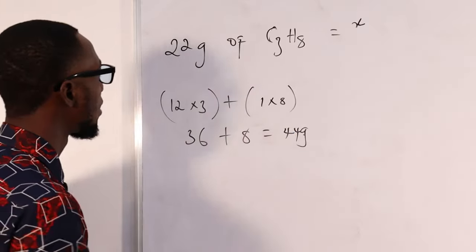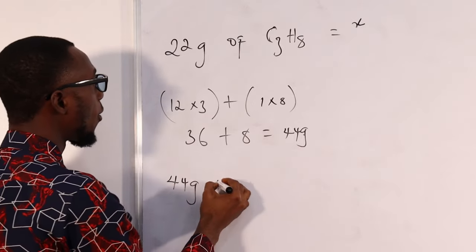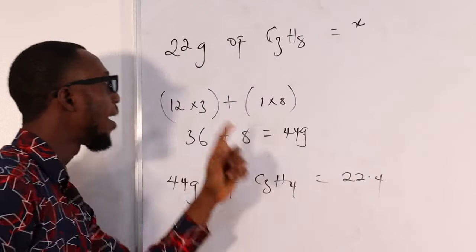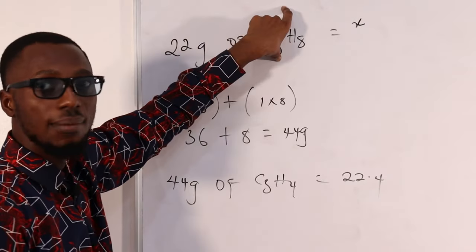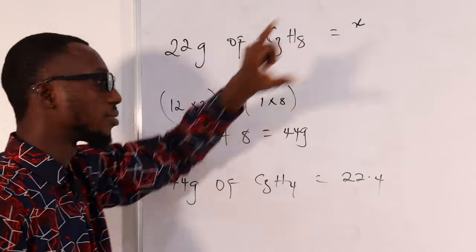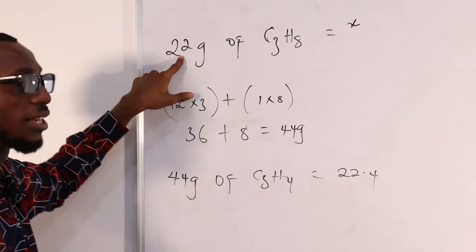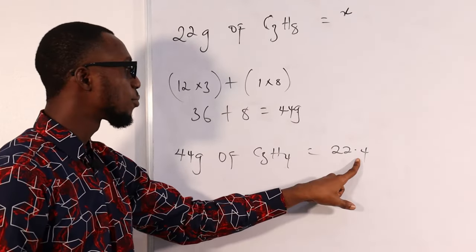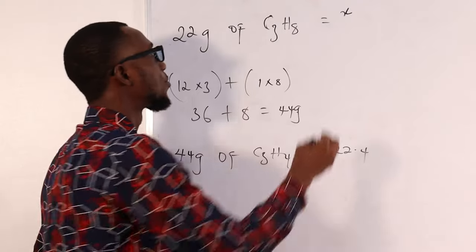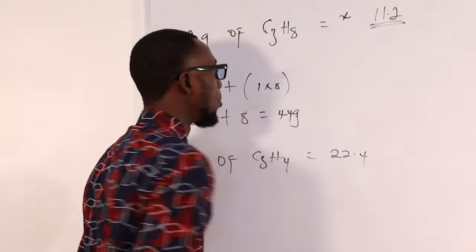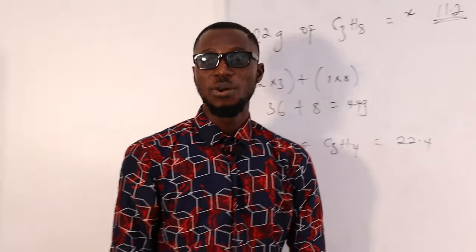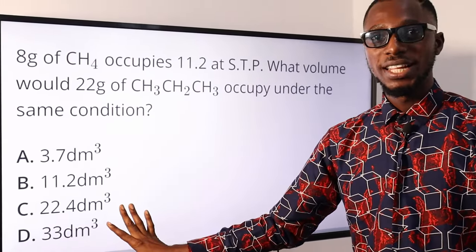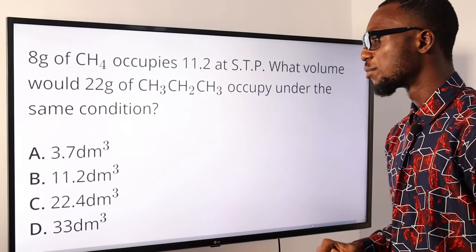So we should see that normally 44 gram of propane occupies 22.4. We are now asked what will 22 gram of that same propane occupy. You can see this is 44, and 44 divided by 2 gives you 22. So definitely the molar volume will be divided by 2. So that is 22.4 divided by 2, which gives you 11.2. Let's go back to the screen and select the correct option. Look through all of these options provided and you will see that option B, 11.2 dm cubed, is the correct option.